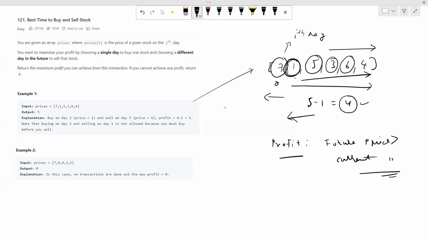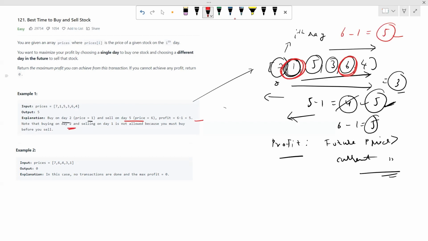Let's say we decided to sell the stock on this day, then 6 minus 1 will be equal to 5. Since 5 is greater than 4, we'll update our max profit to 5, right? And 4 minus 1 will also be equal to 3, which is less than 5. So our maximum profit will remain as it is, which is 5. As you can see in the explanation, buy on the second day when the price is equal to 1, and sell on day 5, when the price is 6. Then our profit will be maximum, which is 6 minus 1 equal to 5.